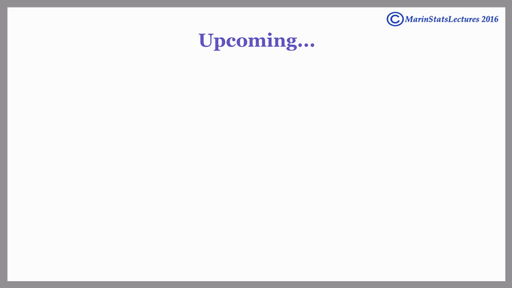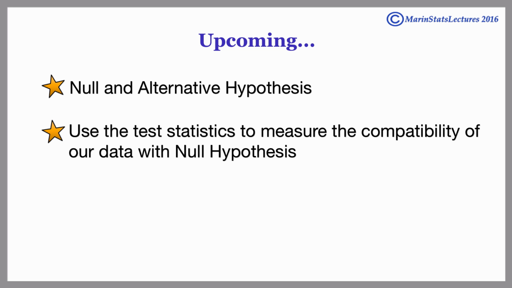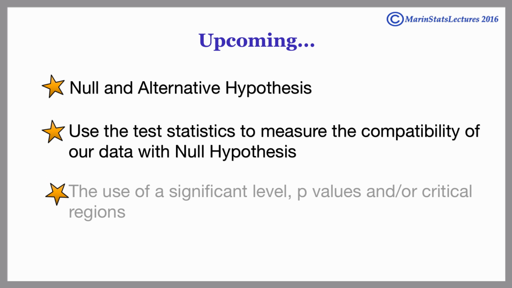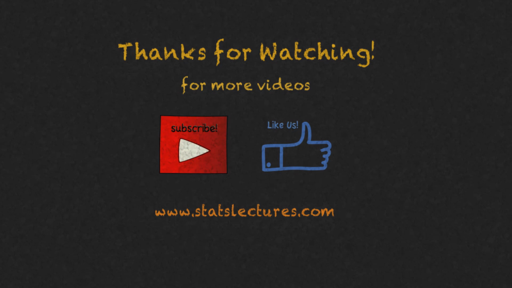In this set of videos, we'll learn the concept of a null and alternative hypothesis, how a test statistic can be used to measure the compatibility of our data with our null hypothesis, the use of a significance level and p-values or critical regions, conclusions that we can make, as well as the errors that may be made when drawing our conclusions.